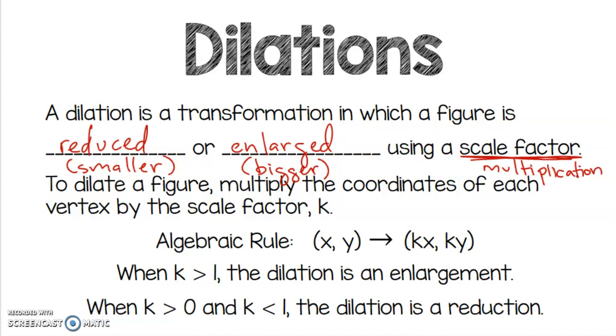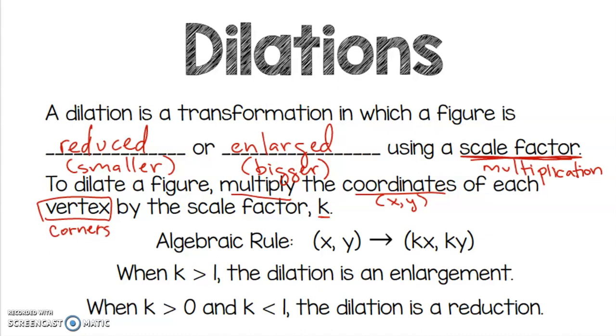Okay, to dilate a figure, so we're multiplying, making it bigger or smaller, we multiply the coordinates, your x, y, of each vertex, lots of vocabulary, right? Those are our corner points, by the scale factor, and we just call it K until we know what that number is, okay? So the rule looks like this.